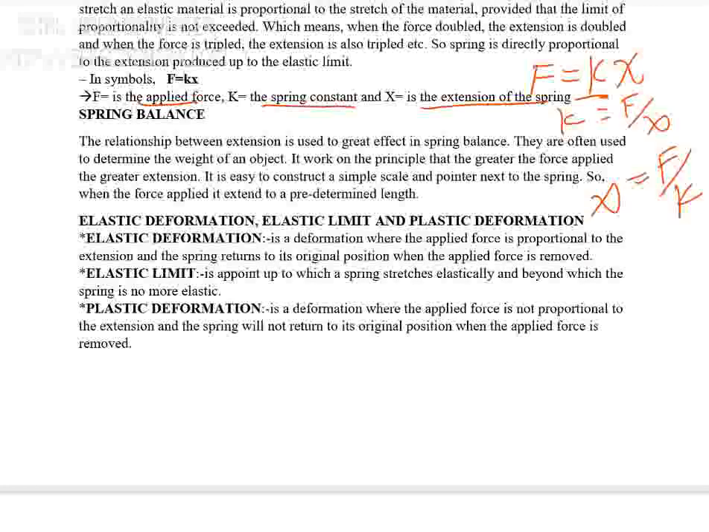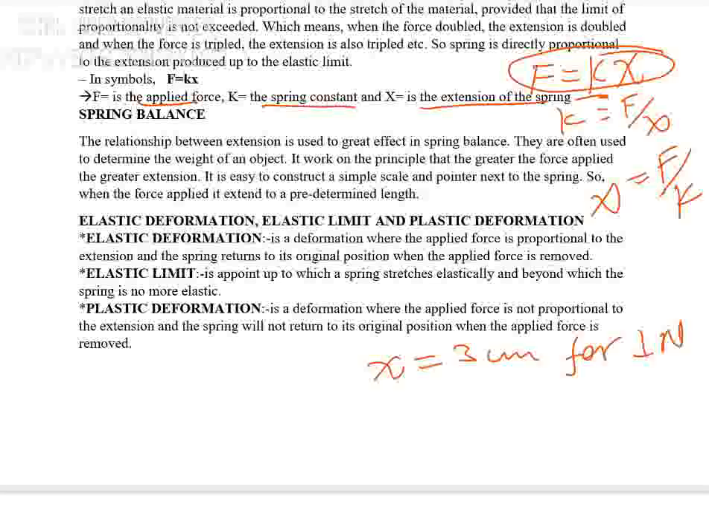The other thing is the spring balance. Spring balances are designed by using a spring, using this Hooke's law proportionality. For example, if a material's extension is 3 cm for 1 Newton of mass, this implies that the spring constant K is equal to 100. Let us say it is 2 cm.